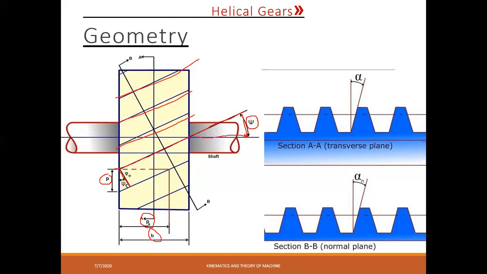So there are a number of different parameters which are not included in spur gears. Also, remember that the angle of the teeth on the rack is alpha, and it is not the helix angle. The helix angle is the angle of the teeth with the axis of the shaft.